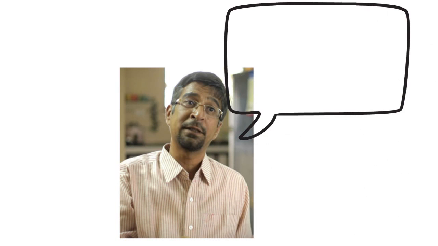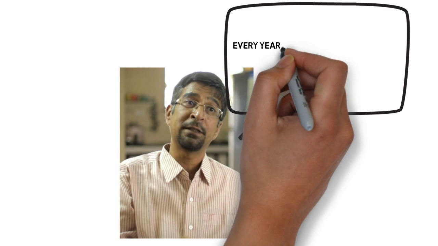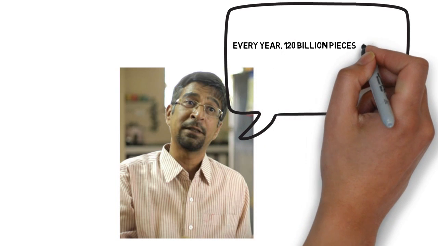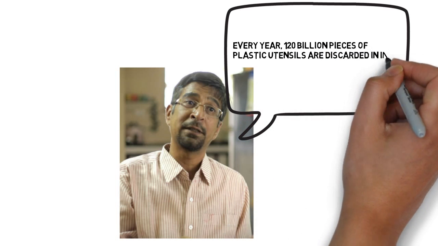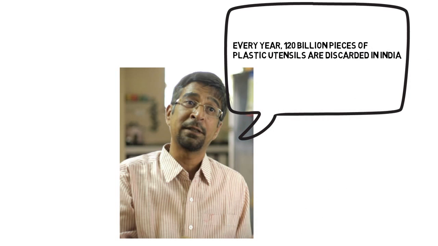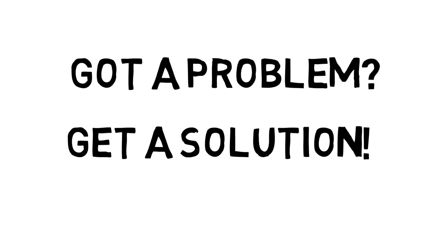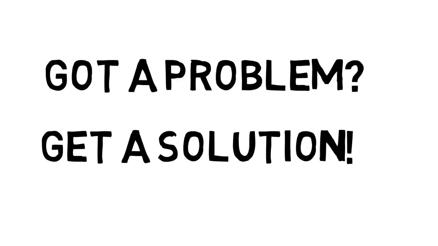Narayana Pisapati is from India. He discovered that every year 120 billion pieces of plastic utensils, such as knives, forks, and spoons, end up in the trash. In a short period of time, that will seriously harm the environment. So let's use this problem to see how our design process would work. Step 1. Formulate the problem.